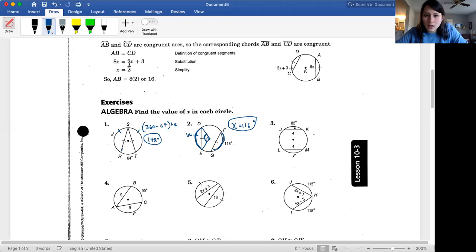I just had to transfer my information and narrow it down. Okay. Next, I have two chords that are congruent, and then I'm asked to find what x would be. Well, these two arcs should be the same, so x would hopefully be 82 degrees.